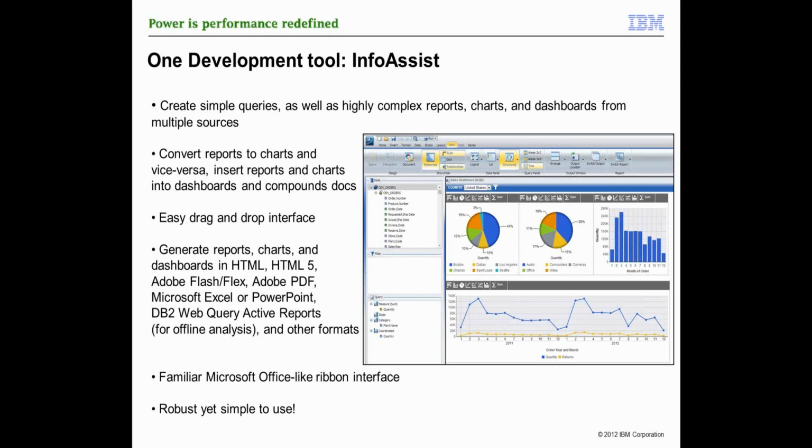InfoAssist is also nice in that it packs a lot of features into a single tool. And the way we do that is we borrowed a trick from Microsoft where they have the ribbon interface. That's where you've got these different tabs or control elements at the top. And depending on what control element is highlighted, the underlying features beneath that in the ribbon change to reflect that particular set of options.